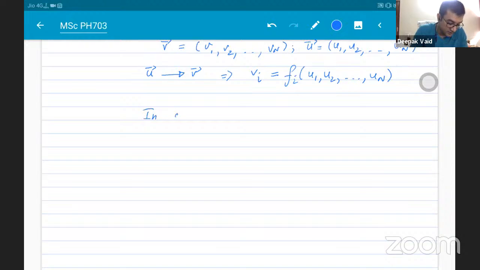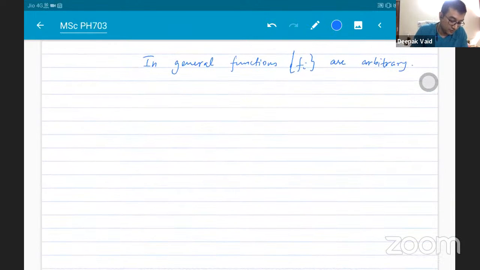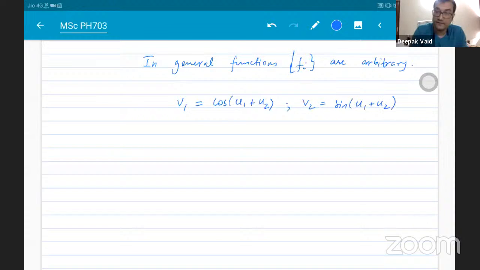Now, in general, these functions f of i are arbitrary, right, in general. Meaning, for instance, one could have some sort of non-linear function. One could have, in the case of two component vectors, V1 is equal to cosine of U1 plus U2, something like this. V2 is equal to sine of U1 plus U2, right?